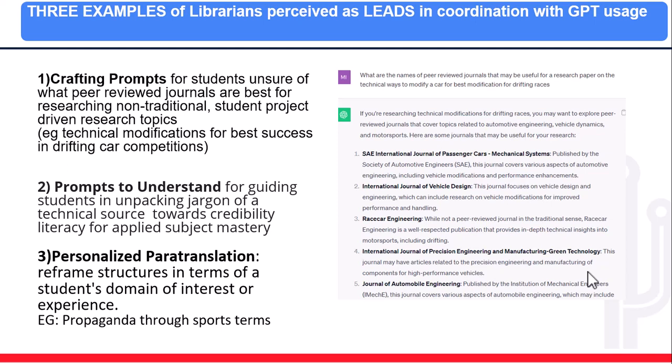And then a third one that was discussed was what's called para-translation, which is reframing structures, assignments, or terms into a student's domain of interest. This is where GPT was very useful. For example, understanding the schema or taxonomy of how propaganda works. One student found that by having GPT convert that into sports terms, they understood it with a better, clearer, more critically applied second-order thinking method.